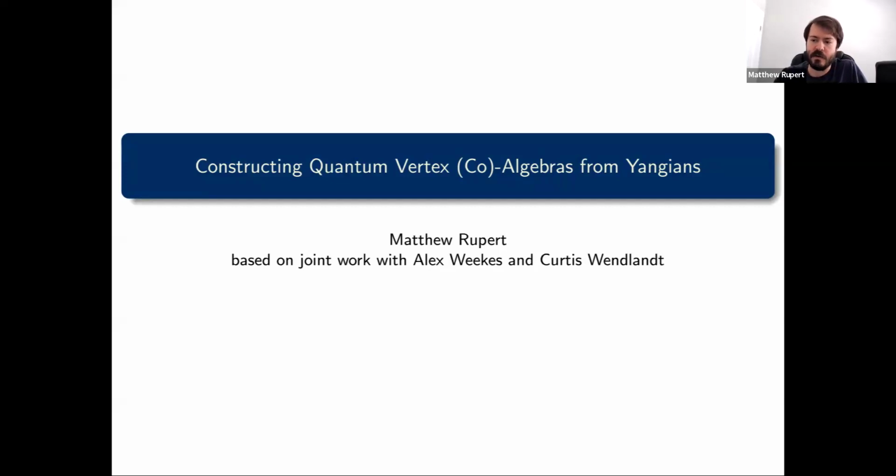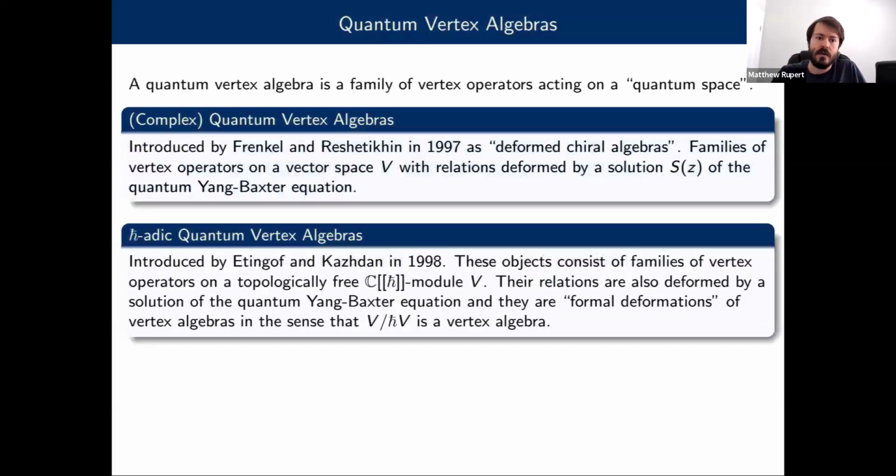I'll start by giving some background on what quantum vertex algebras are and what they look like, as well as quantum vertex coalgebras. If you think about a vertex algebra as something like a family of vertex operators or quantum fields acting on a classical space, like the vacuum module of an affine Lie algebra, then you can think about a quantum vertex algebra as something like a family of vertex operators acting on a quantum space, for example, like the vacuum module of the centrally extended Yangian double.